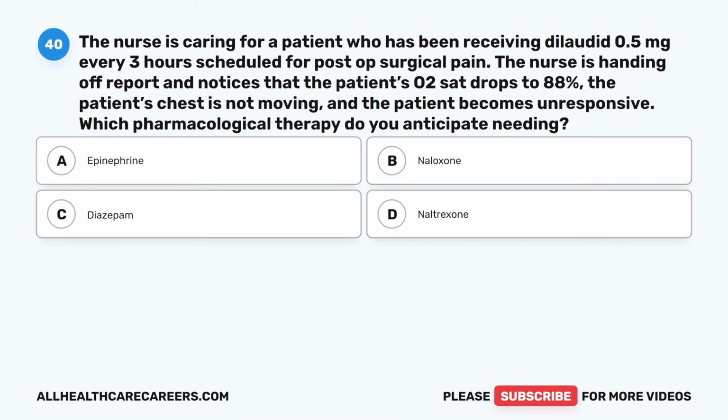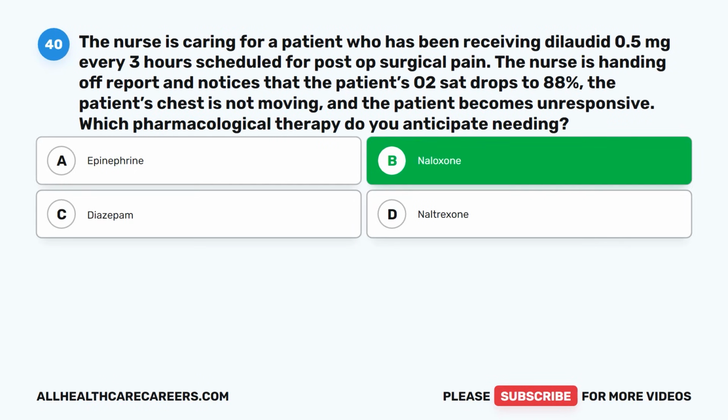Question 40. The nurse is caring for a patient who has been receiving Dilaudid 0.5 milligrams every 3 hours, scheduled for post-op surgical pain. The nurse is handing off report and notices that the patient's O2 sat drops to 88%. The patient's chest is not moving, and the patient becomes unresponsive. Which pharmacological therapy do you anticipate needing? A. Epinephrine, B. Naloxone, C. Diazepam, D. Naltrexone. The correct answer is B.